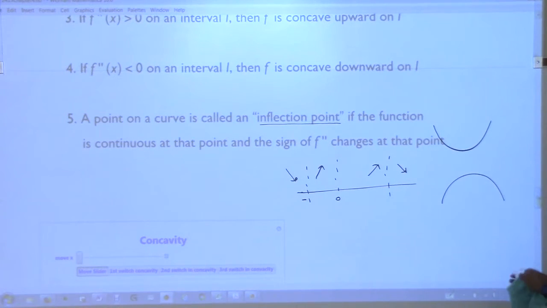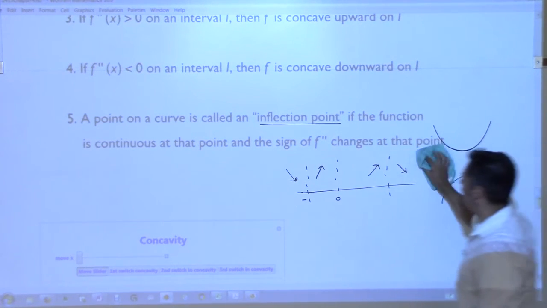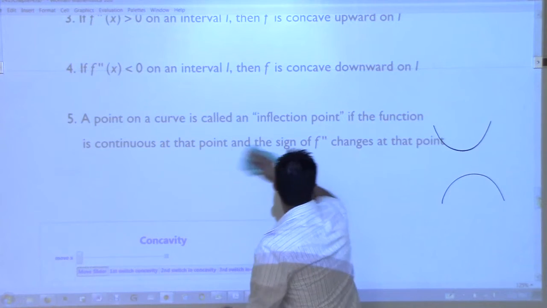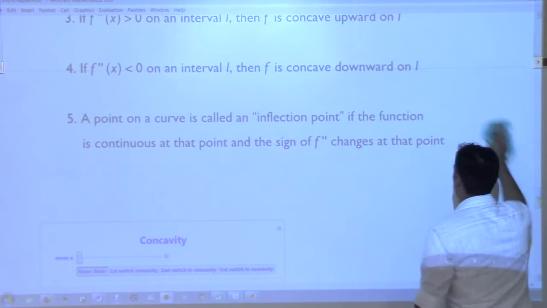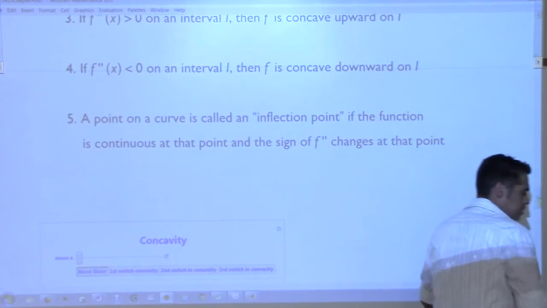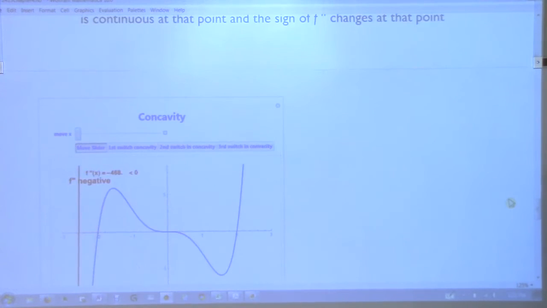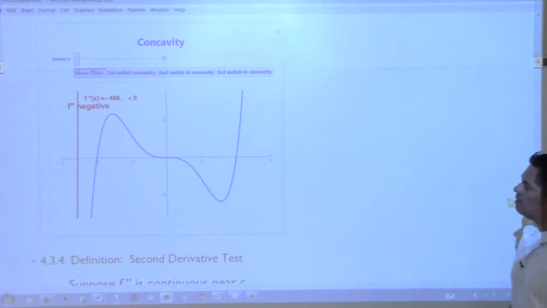Okay, so the second derivative has nothing to do with up and down, all right? Nothing at all. It just has to do with the shape of the graph. So let me show you some concave up and concave down, and then I'll show you an inflection point. So take a look at this function right here.